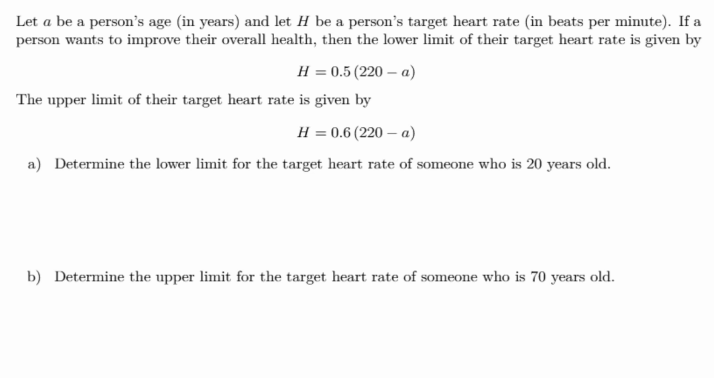In this video, we'll determine the upper and lower limits for target heart rates for individuals of specific ages. We're given that we should let A be a person's age in years, and let capital H be a person's target heart rate in beats per minute.